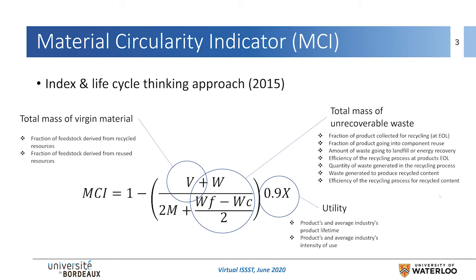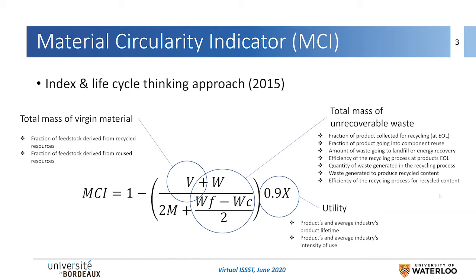The way the material circularity indicator functions, there are three main components that are measured. First one is the total mass of virgin material. So how much of the virgin material, as opposed to secondary material, we need to use to produce a product. On the other side, there is the total mass of unrecoverable waste. So all the waste fractions from the recycling or from the use of recycled material efficiency, all these waste fractions are considered.